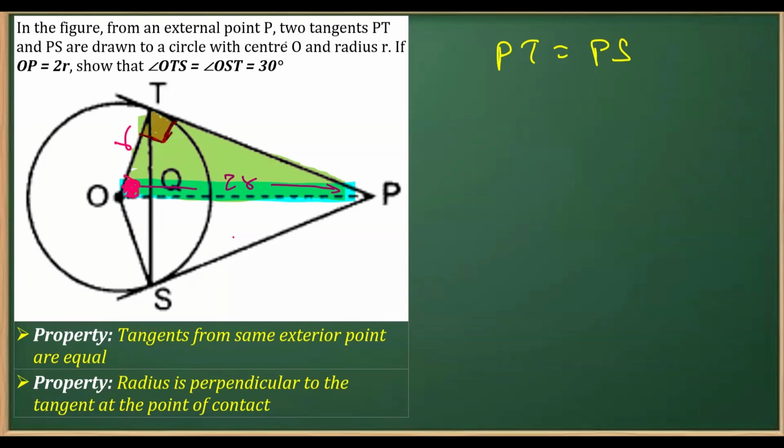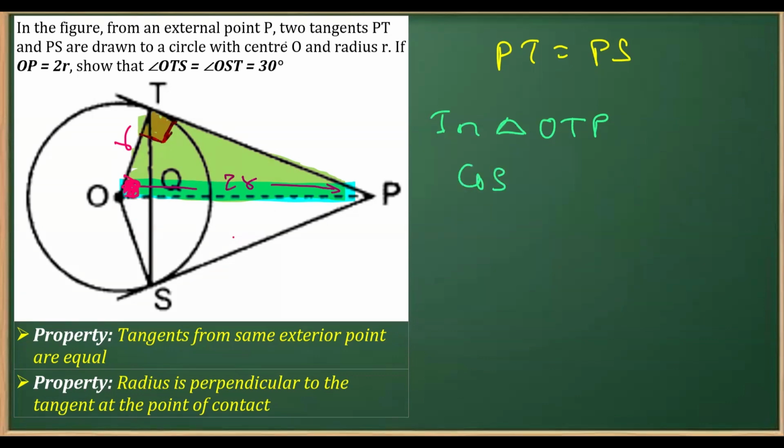Well, looking into this figure, it's a right angle triangle. We know the hypotenuse, and we know the base. So we can apply cos, right? The relation. So let's say the triangle here, in triangle OTP, we know this angle.